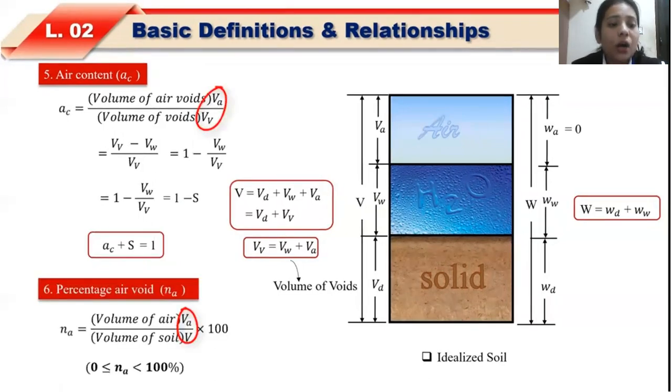Now the term comes percentage air void. It is denoted by Na, which is the ratio of volume of air divided by total volume into 100. And this varies from 0 to 100%, but it cannot be 100%. That means the value will be less than 100%. What does it mean? That means the volume of air cannot be equal to the whole volume of soil. That means there's no soil. The soil is not existing anymore. That means the value of percentage air void cannot be equal to 1 or 100%.